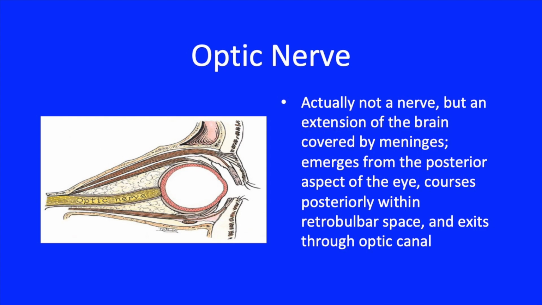The optic nerve is actually not a nerve, but an extension of the brain that is covered by meninges. It emerges from the posterior aspect of the eye, courses posteriorly within the retrobulbar space, and exits through the optic canal. The mechanism of how light is converted into vision will be presented in a separate lecture.